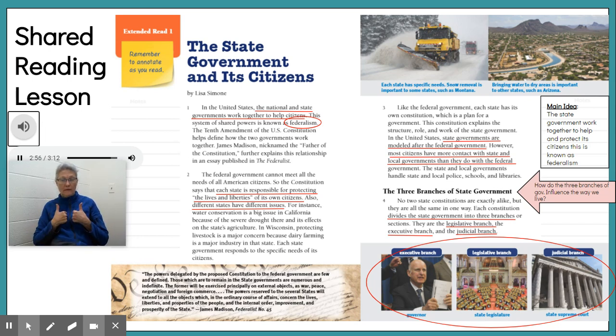I do know that there's 3 different branches, and I circled them at the bottom there. There's the executive branch, the legislative branch, and the judicial branch. Can't wait to annotate what those 3 branches do and how they influence the way we live.